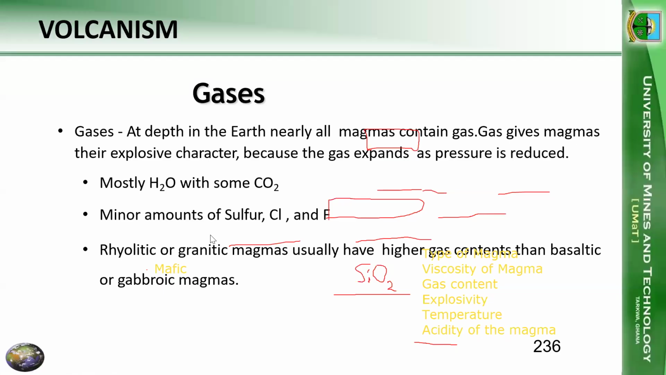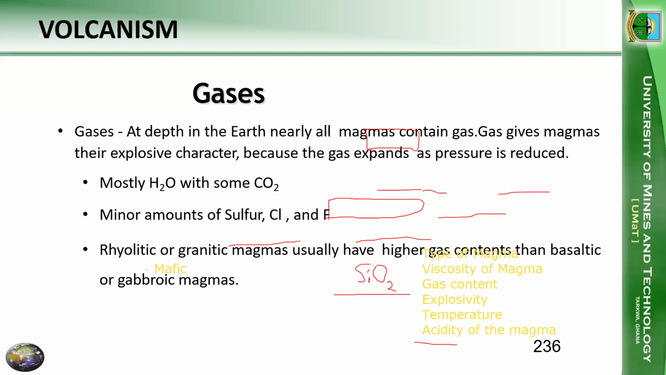So at depth in the earth, nearly all magmas contain gases. And this gas gives magmas their explosive character because the gas expands as pressure is reduced. What are these gases? These gases are mostly water with some carbon dioxide, and they have some minor amounts of sulfur, chlorine, and fluorine gases. So rhyolitic or granitic magmas usually have higher gas contents than basaltic or gabbroic magmas.